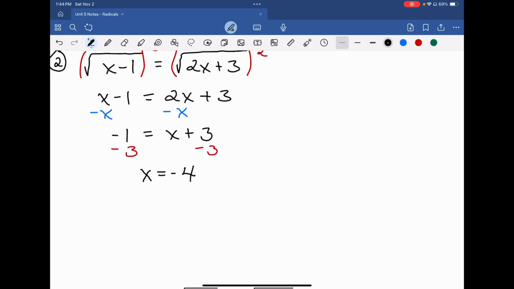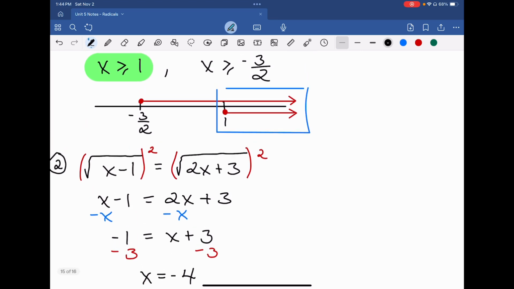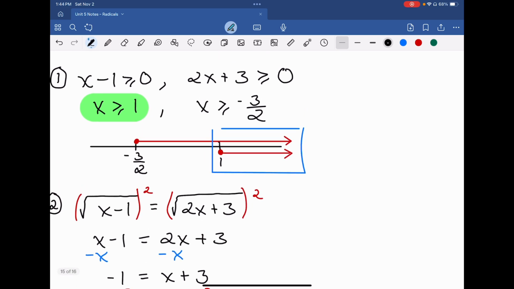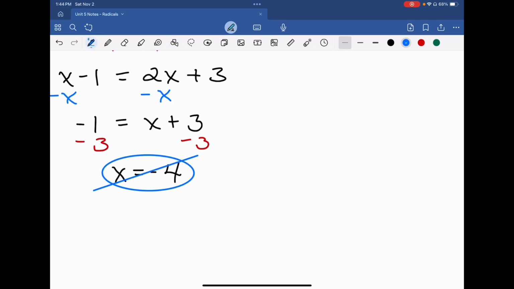Now, if we get x equals negative 4, before we can actually confirm this is a solution, we need to make sure we plug it in for the brackets and check it with the inequalities. So let's go up to our inequality where we had to state our given restriction. Our restriction was that x had to be greater than or equal to 1. So is negative 4 greater than or equal to 1? No. So as soon as you see this situation, I want you to circle this solution, put a line through it, and say this must be extraneous.